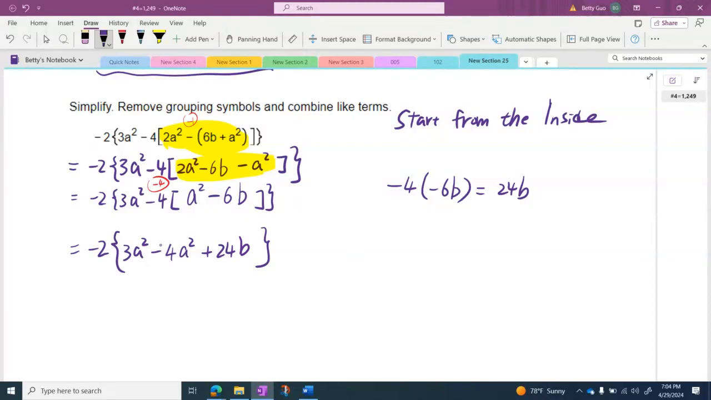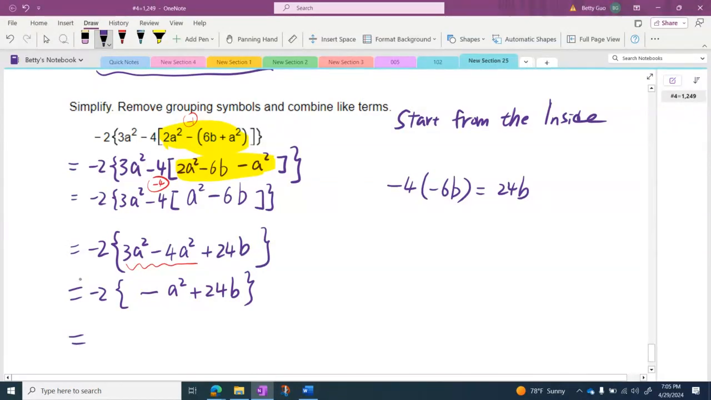Always double check. 94a squared plus 24b, correct? Okay. And now we have 3 terms in the braces, and 2 of them are like terms. 3a squared minus 4a squared, they can combine. So in the braces, we have 3a squared minus 4a squared as a negative a squared plus 24b.